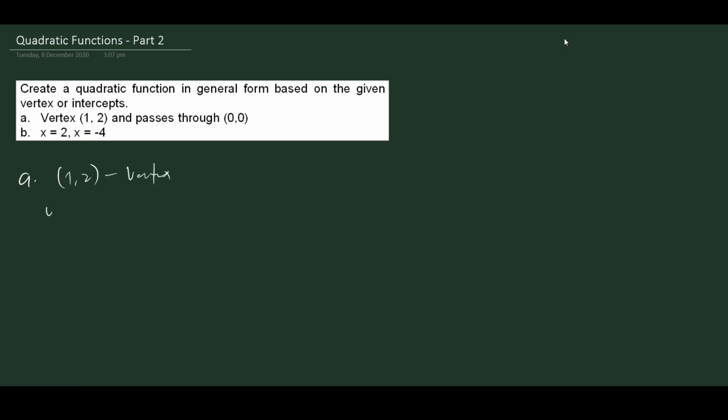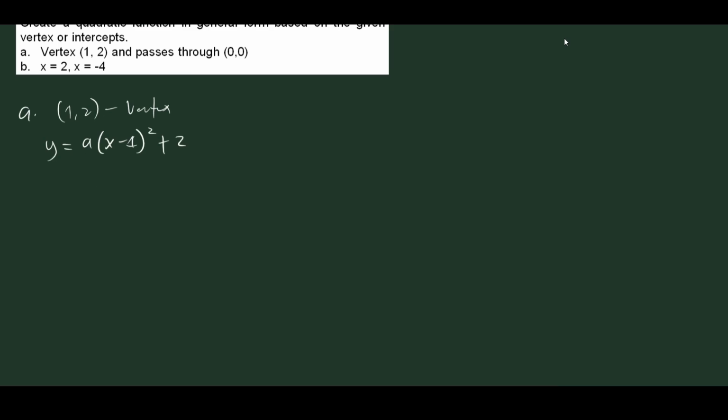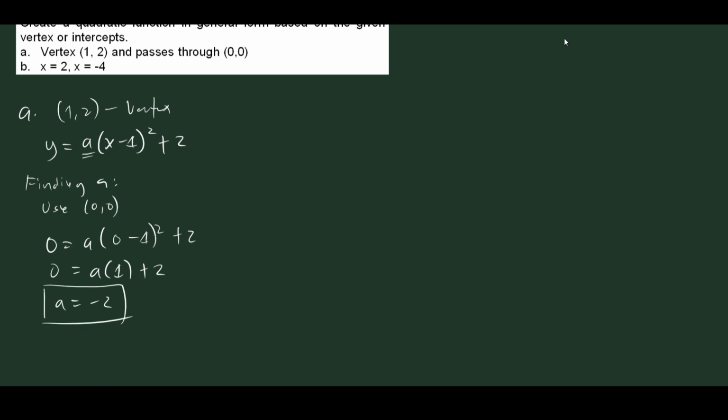Using the standard form, we can do this: a multiplied by (x minus 1) squared plus 2, right? To find a, we use the point (0, 0) and substitute. So 0 is equal to a multiplied by (0 minus 1) squared plus 2. So what do we get? a multiplied by negative 1 squared, that's 1, plus 2. So we will get a is equal to negative 2.